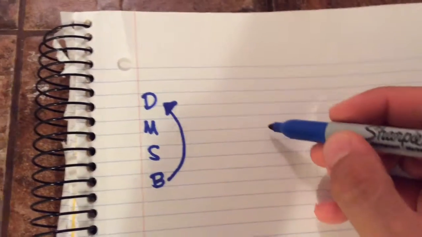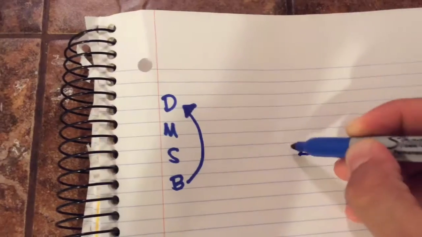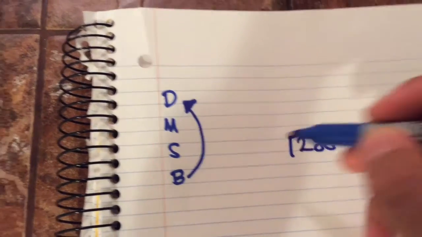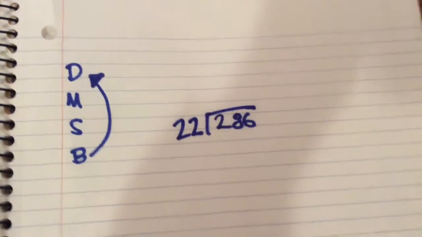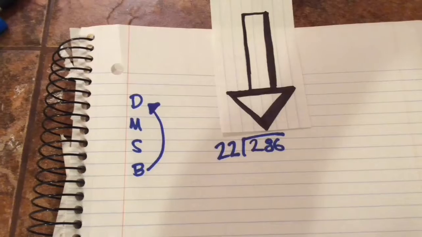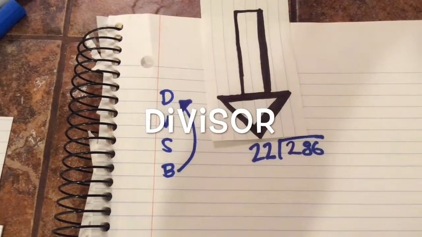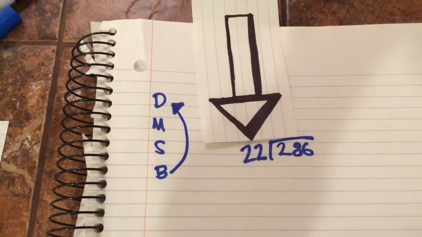So let's get started. Okay guys, so we're going to start with the problem from the homework, which was number 4. Let's go ahead and write it down here. 286 divided by 22. So the first thing we need to look at is the dividend, which is the number that is being divided. And then we can look at the number that is doing the dividing, which is the divisor, which is on the outside of the division house.